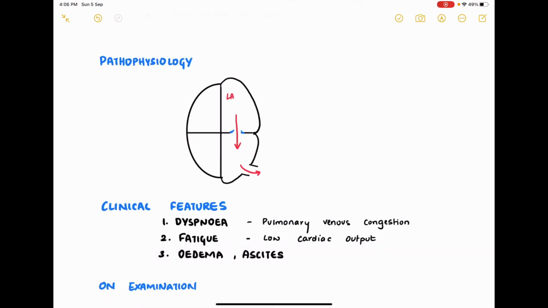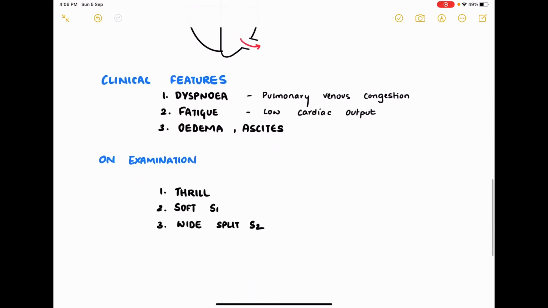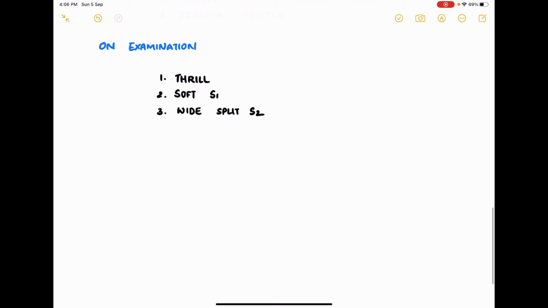The main clinical features in mitral regurgitation is dyspnea, which is due to pulmonary venous congestion. This is more commonly seen in acute mitral regurgitation. And fatigue because of low cardiac output. There could be edema and ascites when right heart failure occurs in severe cases. On examination, what do we see? You can feel a thrill over the left ventricle, and this is because of volume overload occurring in the left side of the heart. There is soft S1 and a wide split S2, and the reasons for this have been very clearly explained in the video on heart sounds and the splitting of S2.